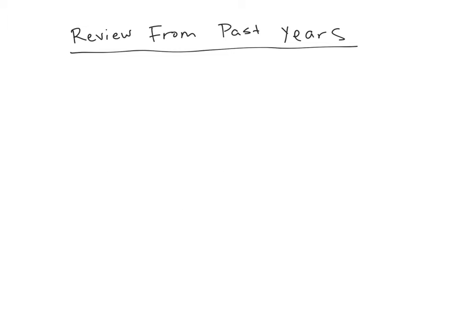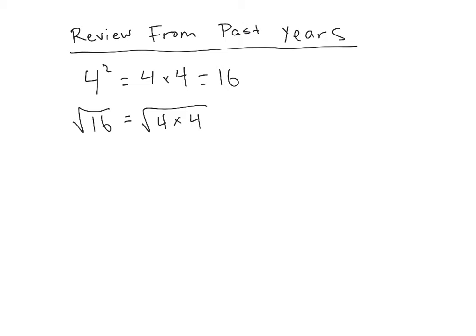So a review from past years is we learned about inverse operations between squares and square roots. And what I mean by that is 4 squared. We know that means 4 times 4, which is 16. And then if we had taken the square root of 16, we could think, oh, 16 is 4 by 4, so I can undo that square root by thinking the square of 4 is 16. So the square root of 16 would be 4.